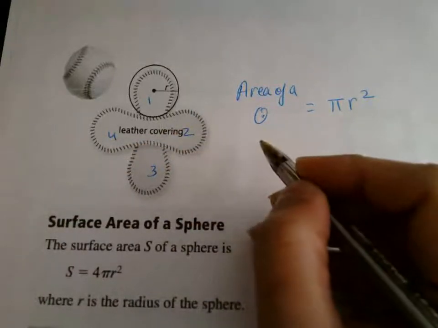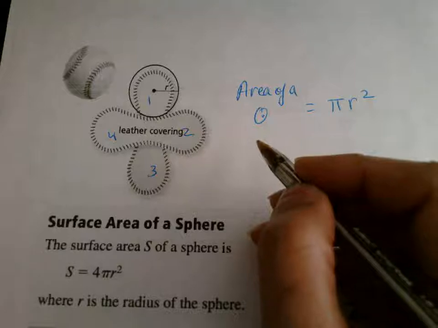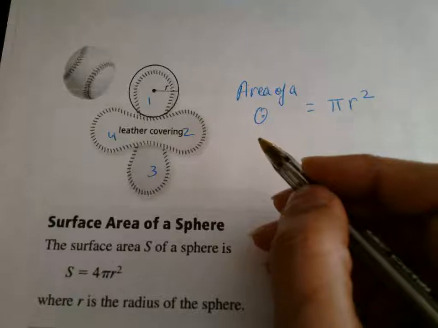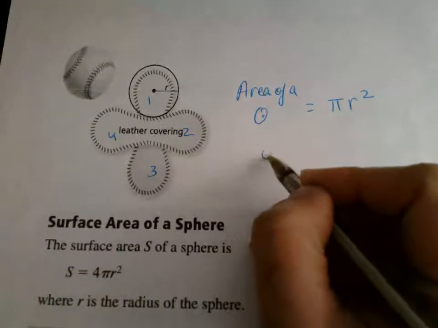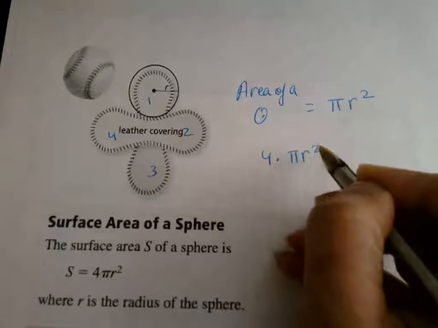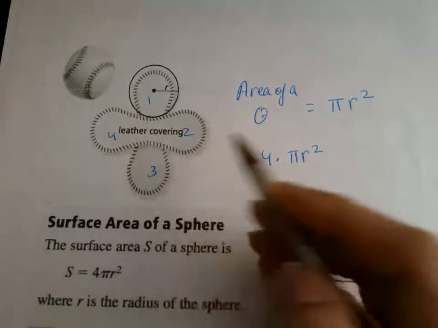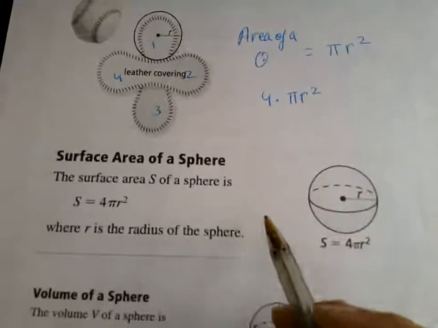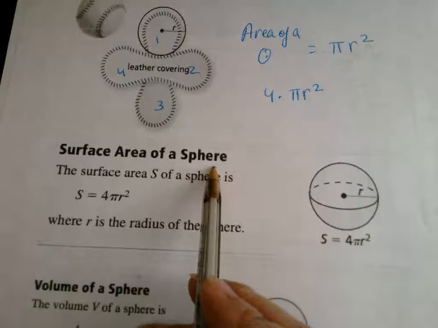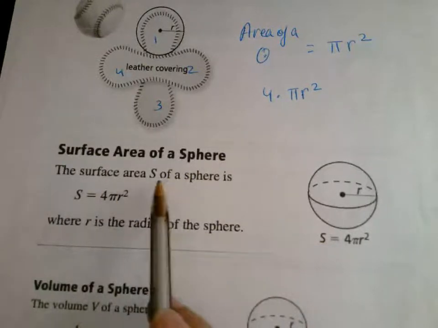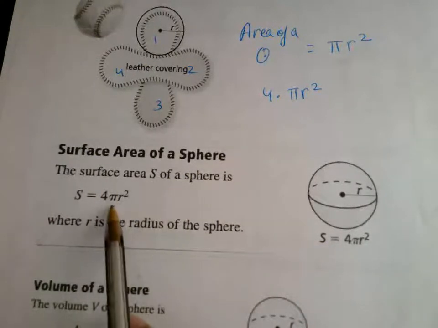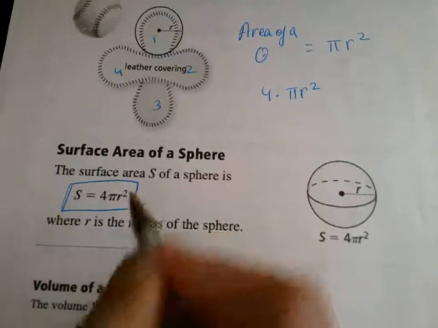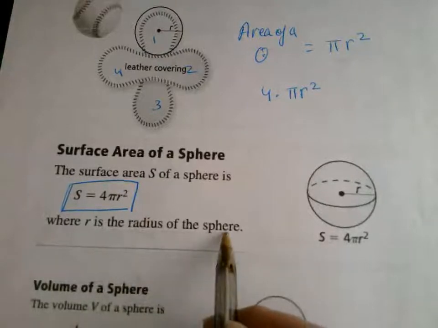So if I ask you what is the area of the whole baseball, that means the surface area of this sphere, then it will be 4 times pi r square. Why? Because there are 4 circles and the area of a circle is pi r square. That is the same thing as the surface area of a sphere. The surface area of a sphere, represented by S, is 4 pi r square, where r is the radius of the sphere.